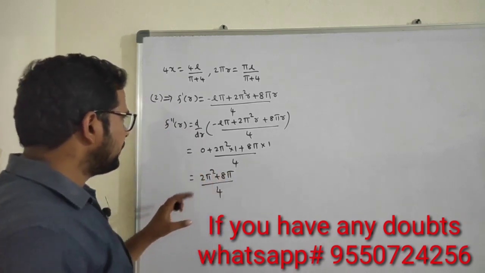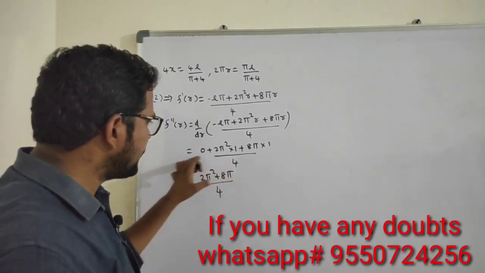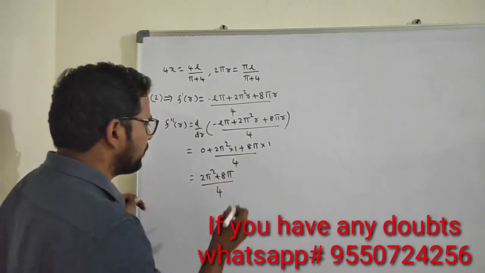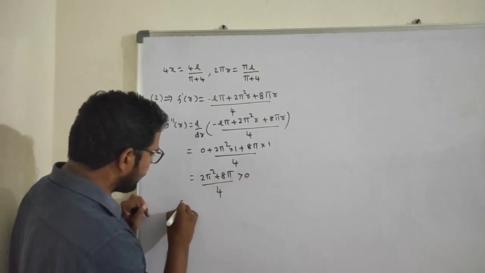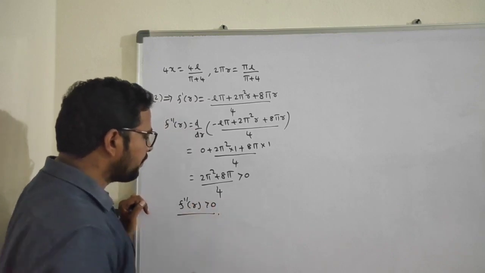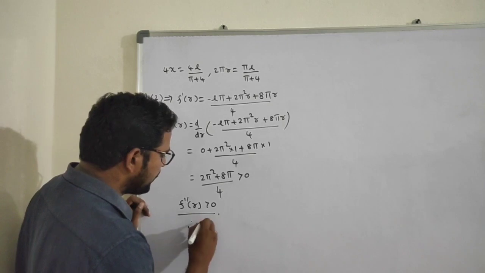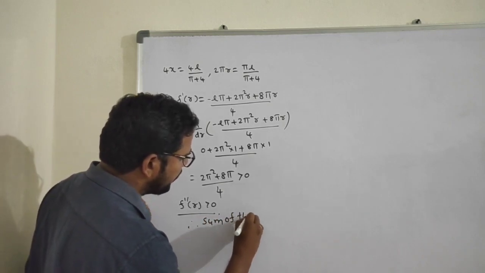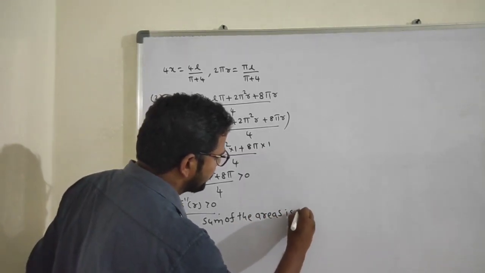This term contains totally positive terms, so this value is always greater than 0. Therefore, f double dash of r is greater than 0. Therefore, the sum of the areas is the least.